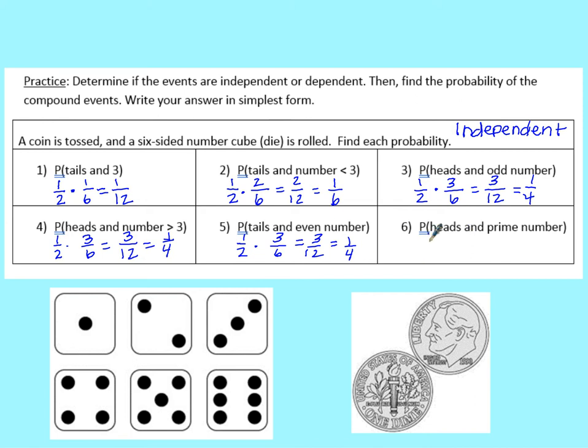And the last one, number 6, we have heads, which is 1/2, and then a prime number. So our prime numbers are 1, 2, 3, and 5 here. So that's 4 favorable outcomes out of our 6 possible. That gets us 4 over 12, and this can be simplified to 1/3. They're both divisible by 4.